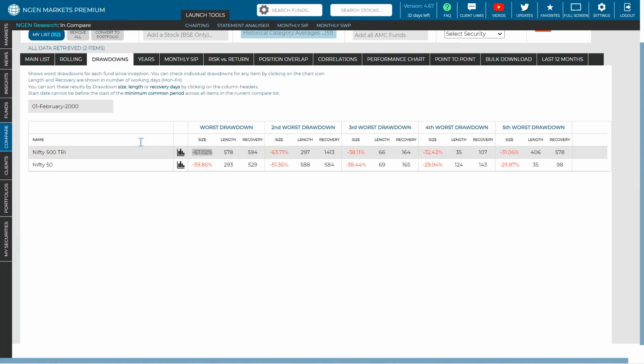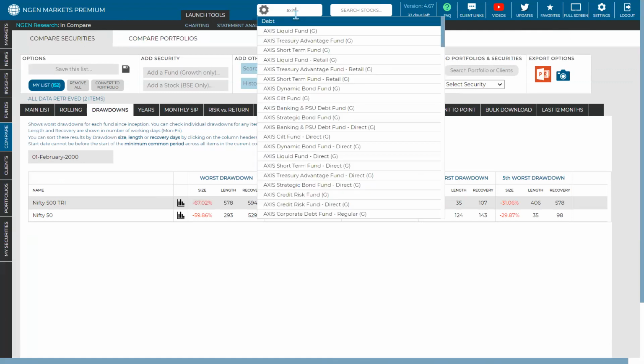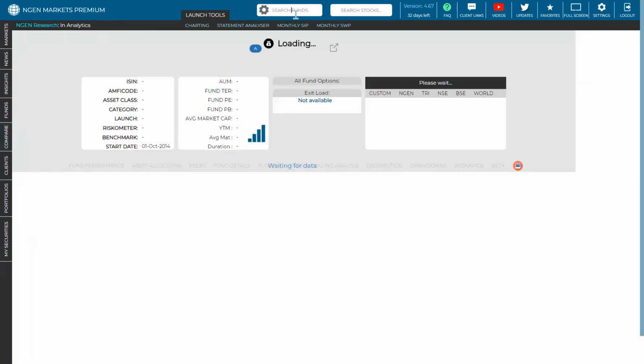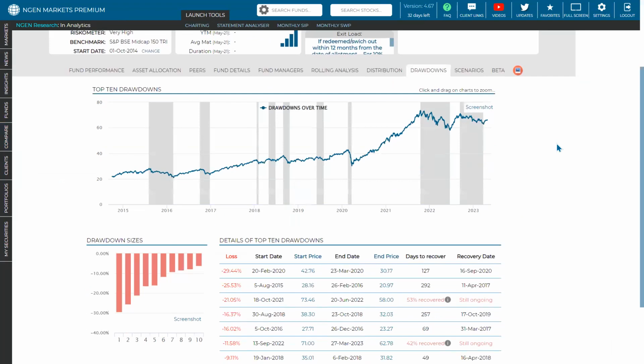Okay, there's a question: will you please explain drawdowns again? Okay, so I'm just going to open up a drawdown section for any particular fund to give you a proper analysis. So, one second. Here, a drawdown is just a peak-to-trough analysis for the NAVs.